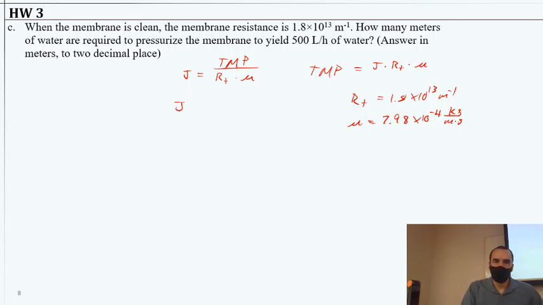Okay, we said from the last problem flux was 0.023 meters per hour. We have seconds in our dynamic viscosity, so we need to convert one or the other. Go ahead and convert the J here to be in seconds. So that'll be 6.31 times 10 to the minus 6 meters per second, essentially dividing by 3,600 seconds per hour.